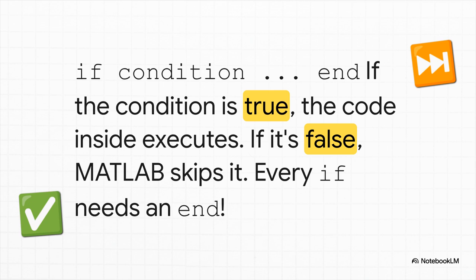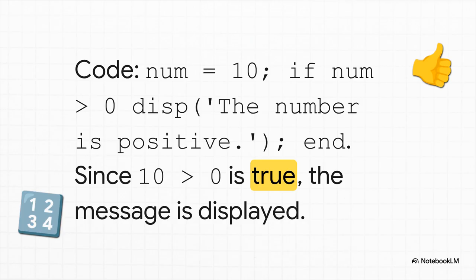And here's the really important part. You always have to close it out with the end keyword. Don't forget that. All right, let's look at a real example. Say we have a variable num, and we set it to 10. Then we ask Matlab a simple question. Hey, is num greater than 0? Well, since 10 is definitely greater than 0, that condition is true. So Matlab dives into our code block and runs that disp command, printing "the number is positive" to our screen.